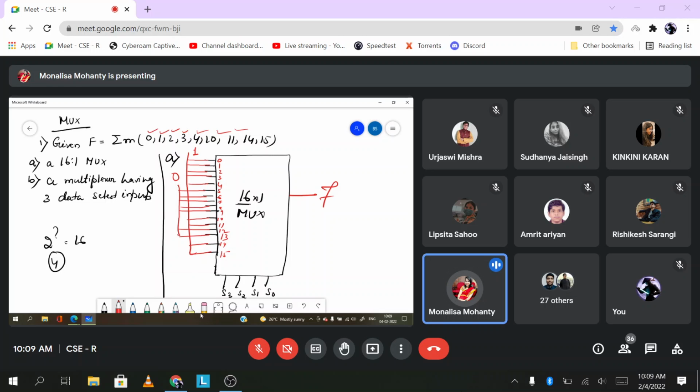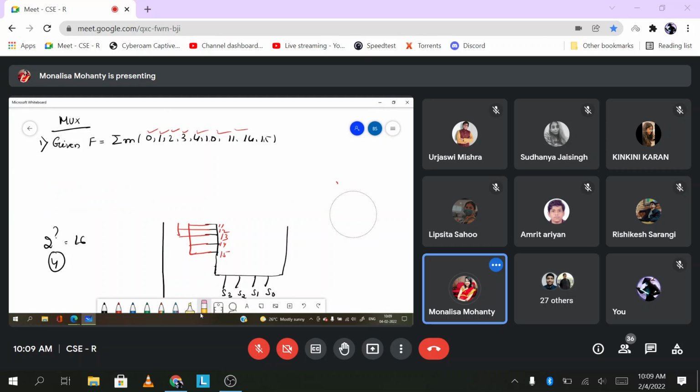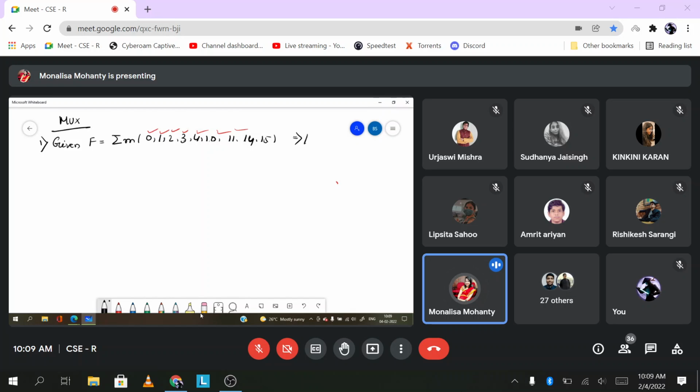Now, second part is you need to implement the same F by using a multiplexer which is having 3 data select inputs. F is 0, 1, 2, 3, 4, 10, 11, 14, and 15. So by default, number of select lines has to be 4. Now, out of these 4 lines, in the question itself it has been mentioned that you need to take 3 lines as your select lines.